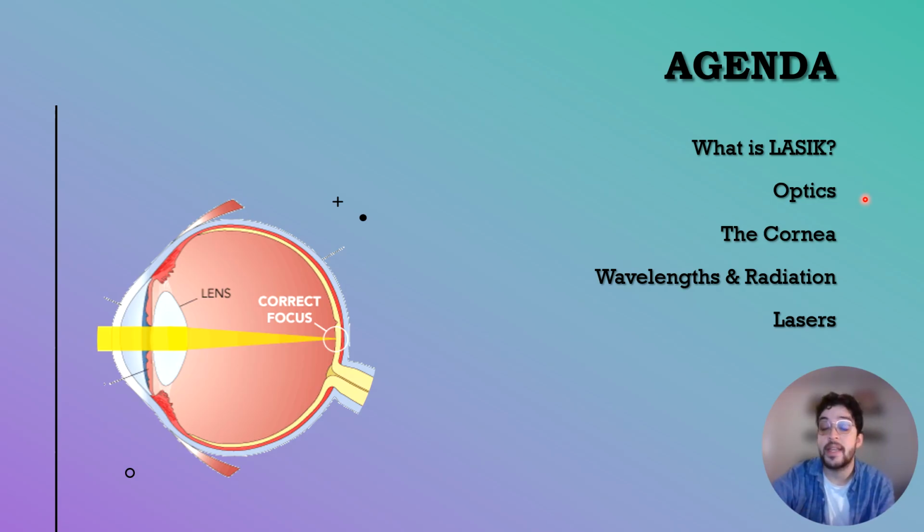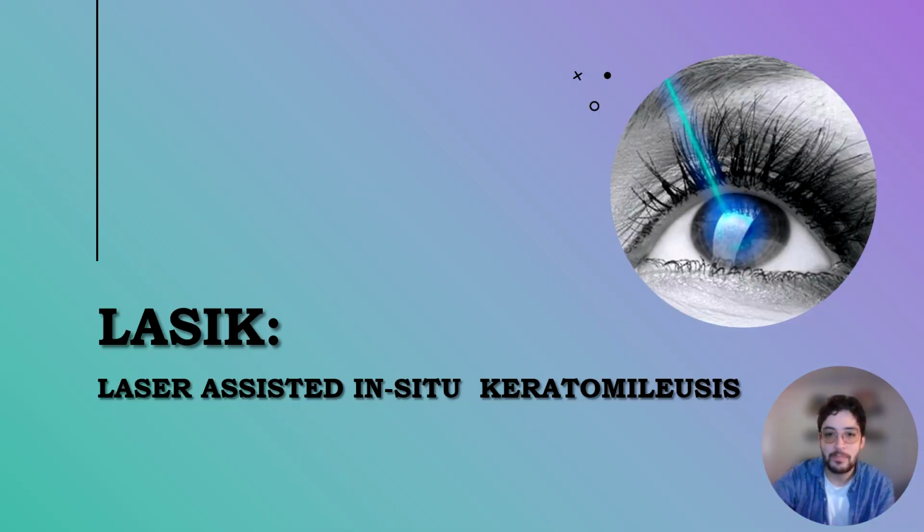And then we're going to go on into the optics of it, what the physics of light are in the natural world, and how light moves through a material. Then we're going to pivot into the cornea. We're going to talk about the anatomy and physiology of the cornea, everything that goes into it, and how light passes through that to get to the retina. And then we're going to briefly touch on wavelengths and radiation, the electromagnetic spectrum, and then we're going to end off on the lasers, the big important part of LASIK.